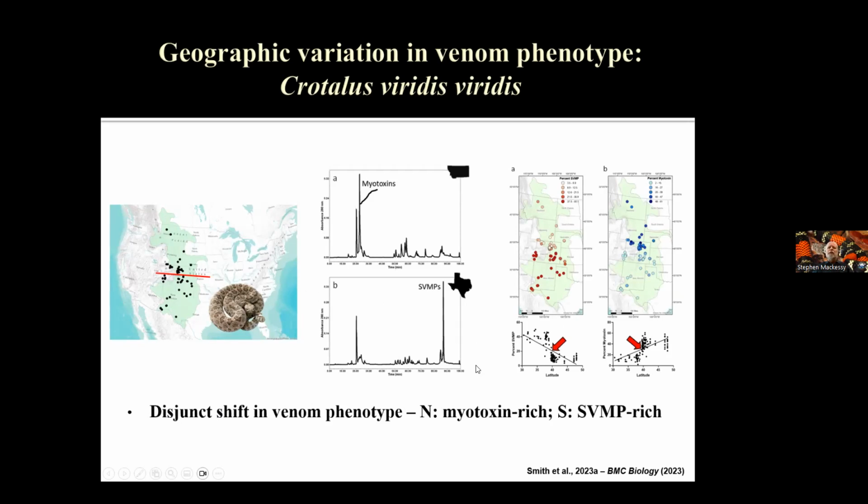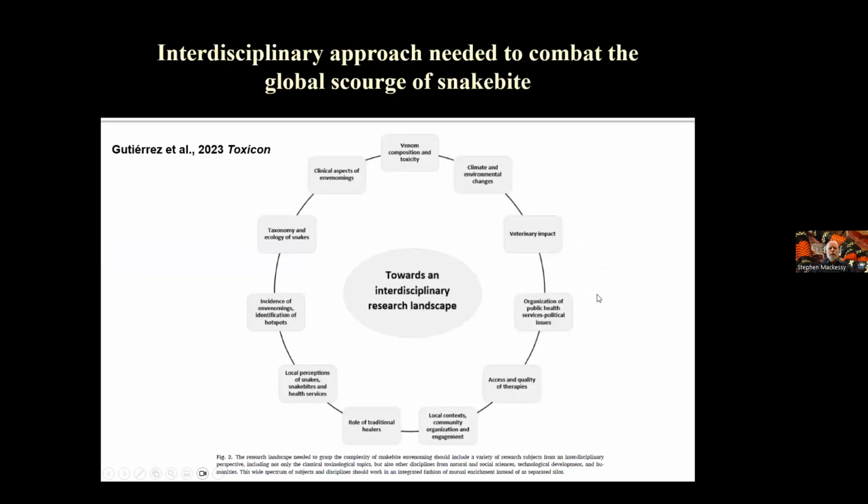And this is just north of Denver, Colorado, the capital city of Colorado. In the northern phenotype, we find a huge amount of myotoxin, sometimes 40% or more of the venom comprised of this one toxin. Whereas in the southern regions, what we see is a snake venom metalloproteinase rich phenotype. And so again, we've got this very, very disjunct and distinct shift in overall composition.